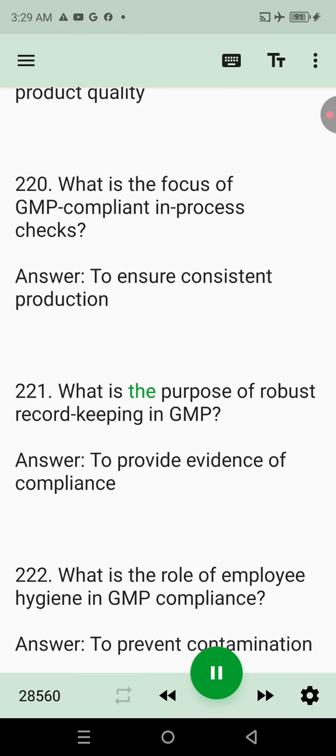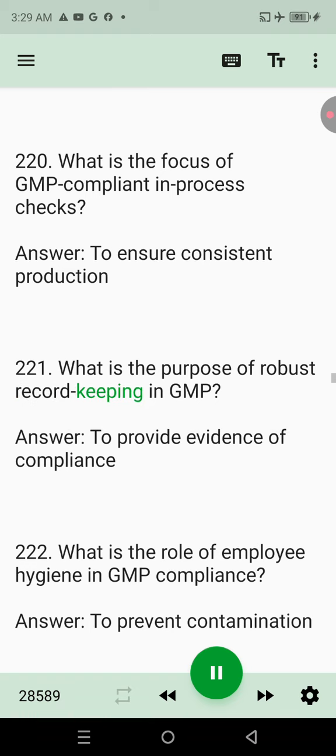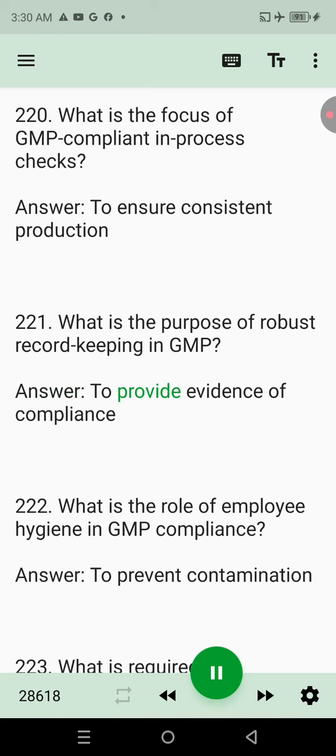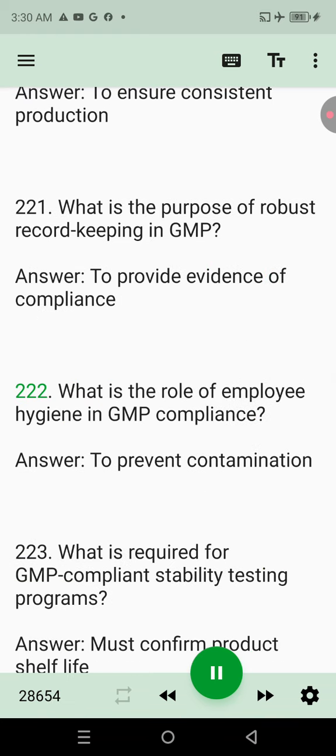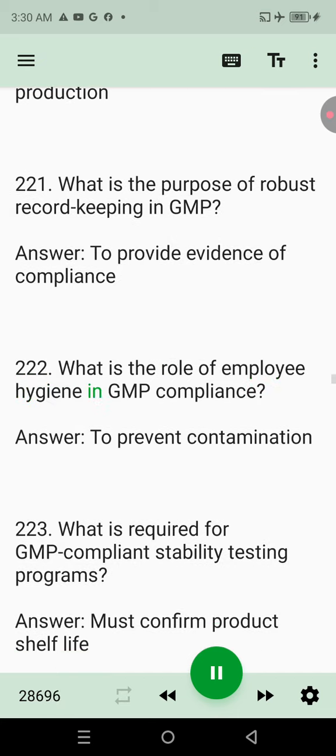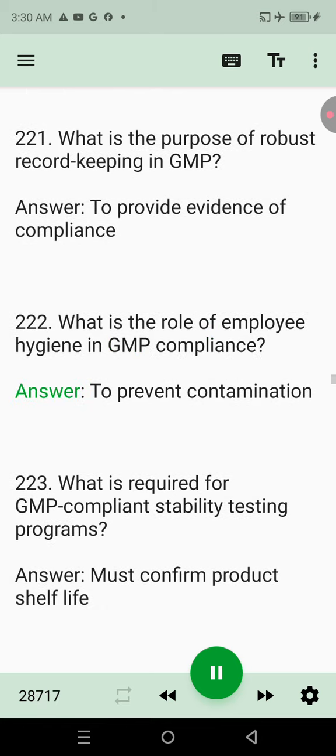221. What is the purpose of robust record keeping in GMP? Answer: to provide evidence of compliance. 222. What is the role of employee hygiene in GMP compliance? Answer: to prevent contamination.